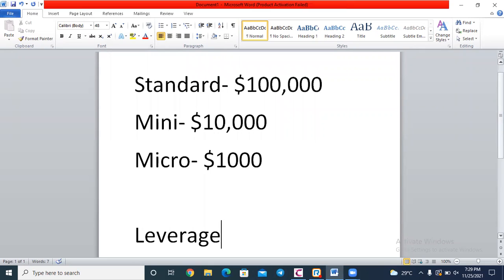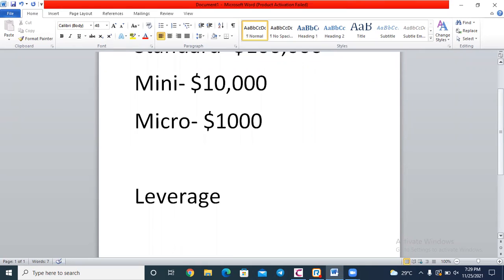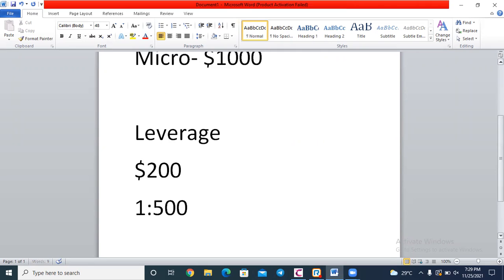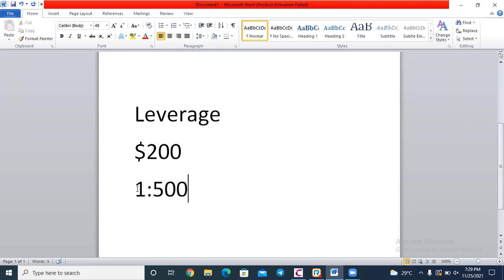Now, what leverage would you apply for? Let's say the capital you have or what you want to invest is $200. Now, the leverage you need to apply for in this case is what? 1:500 leverage. What this means is that with $1, you would be able to purchase 500 units worth of currencies, which is $500.